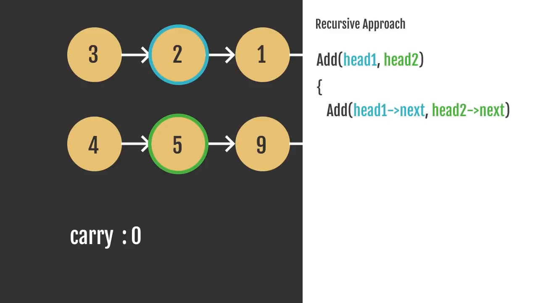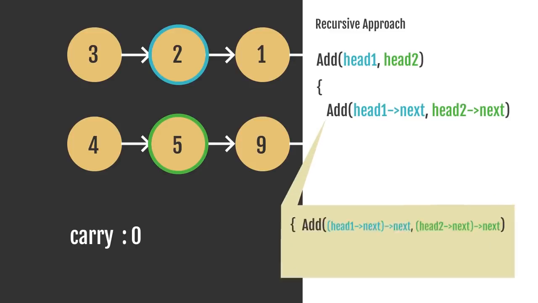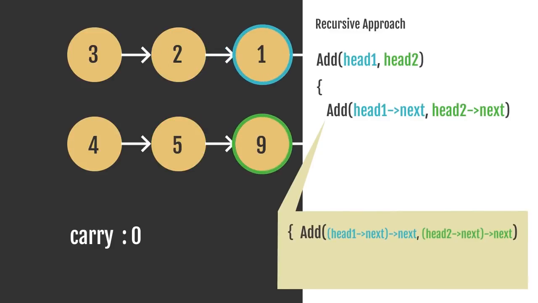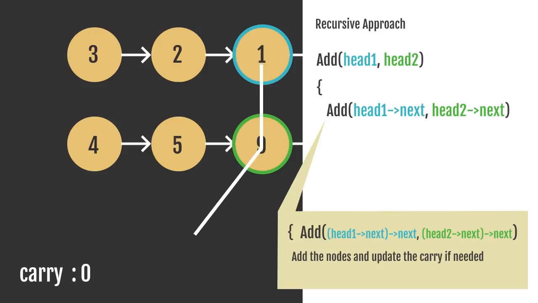Again, the situation is the same, so by the recursive definition, another add function will be called for adding the inner nodes first. Now that we have reached the last node, this will act as our base case, and we will simply add the values in the nodes and update the carry. Once added, we will create a new node, with its value as 1's digit of the sum, and return it.